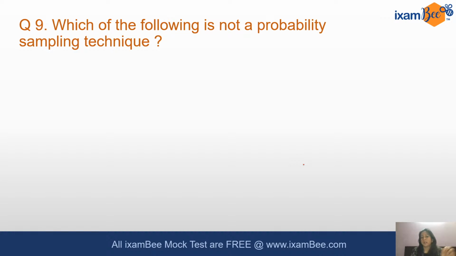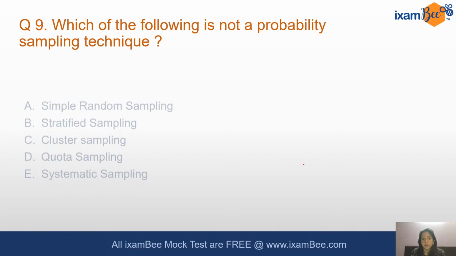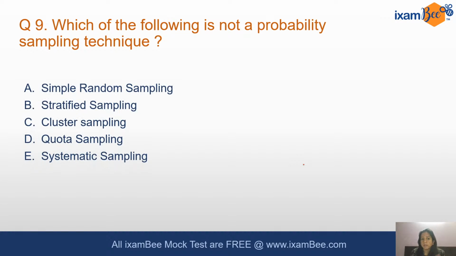This is quite an interesting question. Which of the following is not a probability sampling technique? Simple random sampling, stratified sampling, cluster sampling, quota sampling, or systematic sampling. So which is not, I am highlighting it, not a probability sampling technique.